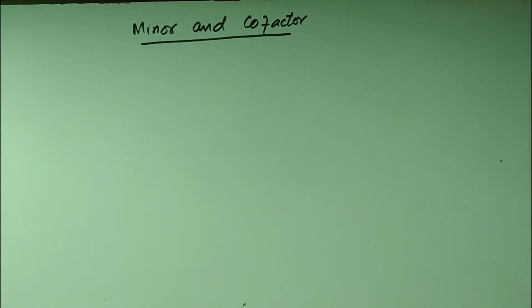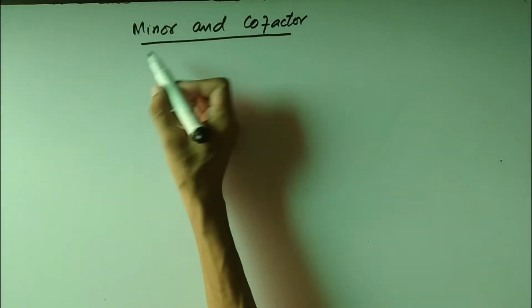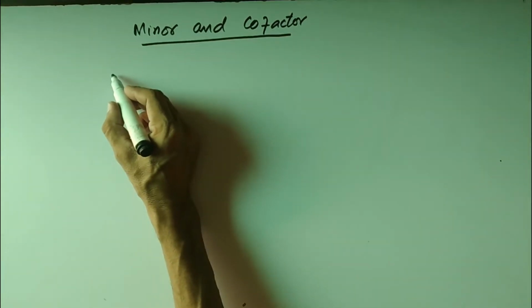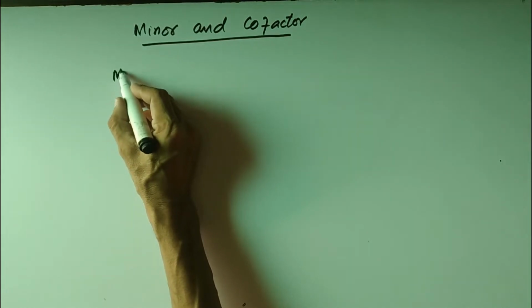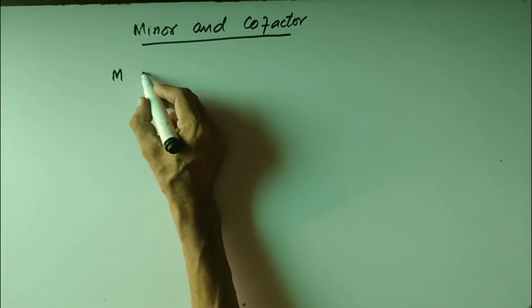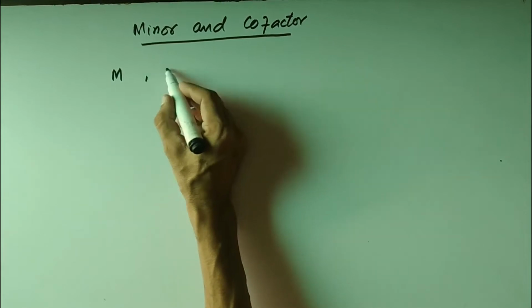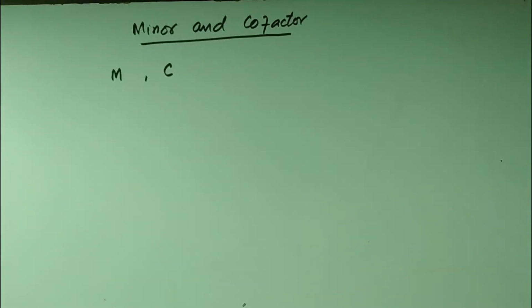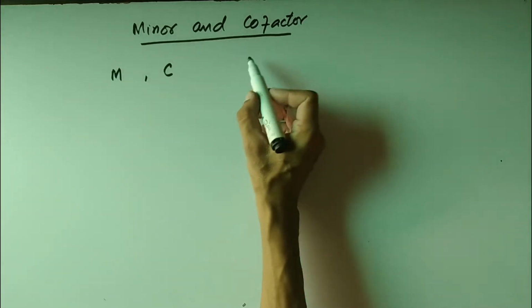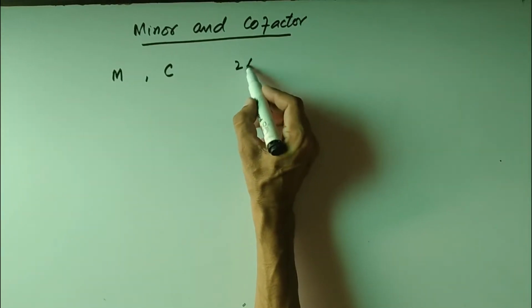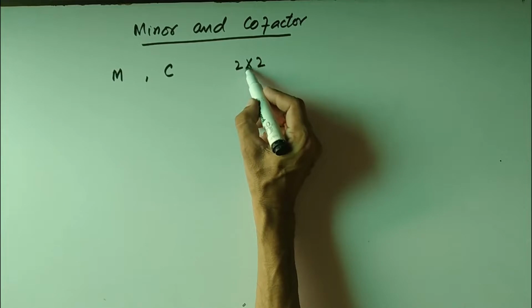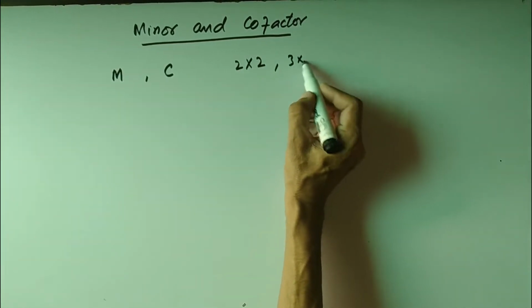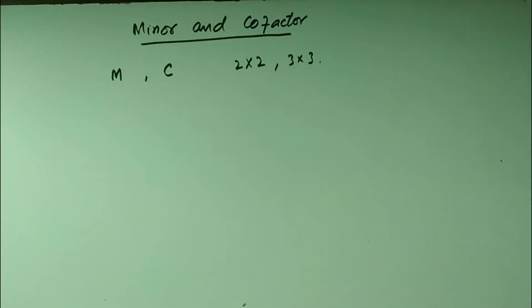Now we are looking at minors and cofactors. For minor we can represent it as M, and for cofactor we represent it as C. First of all, I am looking at a 2 cross 2 matrix, and after that a 3 cross 3 matrix, and how to find the minor and cofactor.